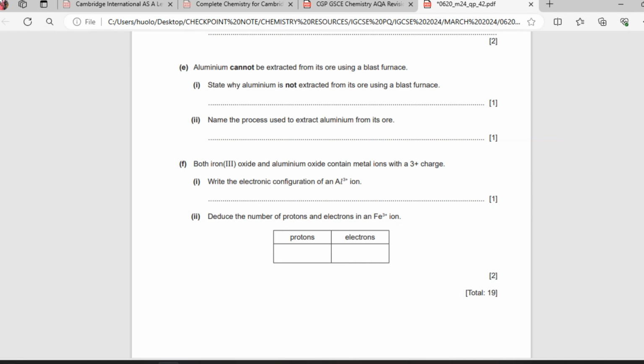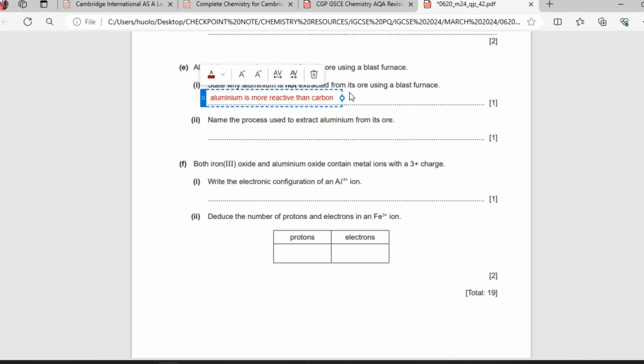All right, great job. Aluminium cannot be extracted from its ore using a blast furnace for simple reasons. State why aluminium is not extracted from its ore using a blast furnace. Is because carbon is less reactive than aluminium. Or you could write it the other way, that aluminium is more reactive than carbon.